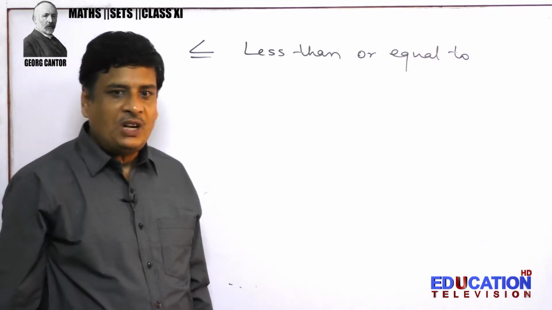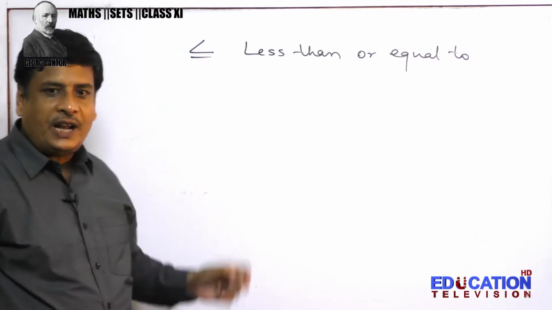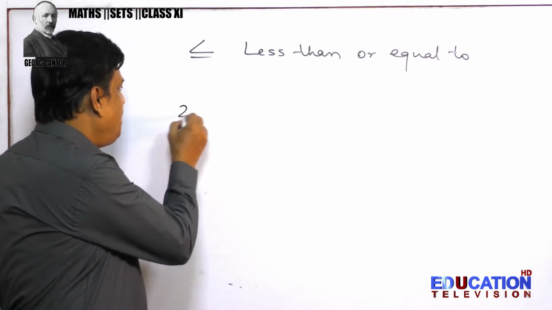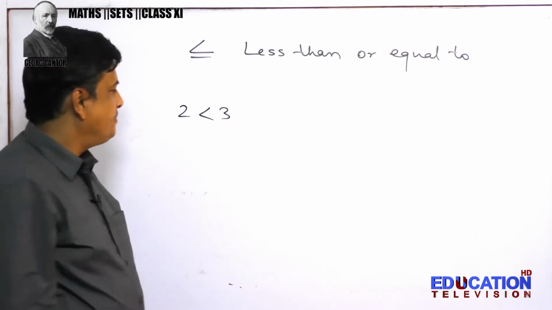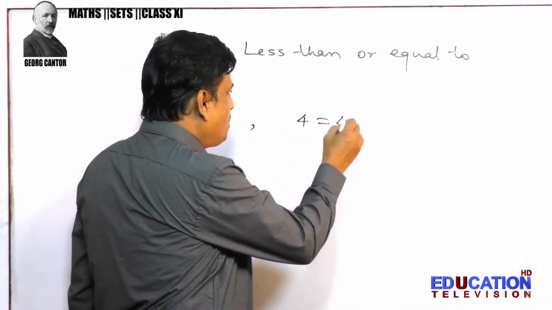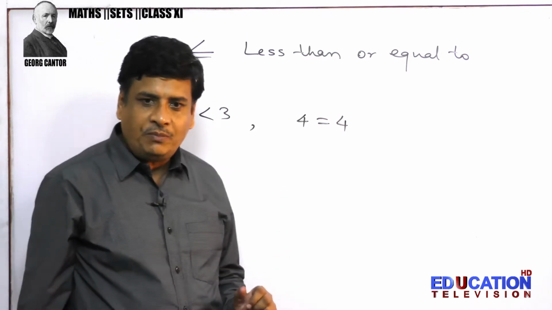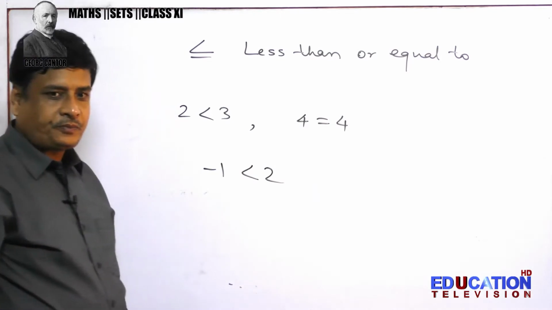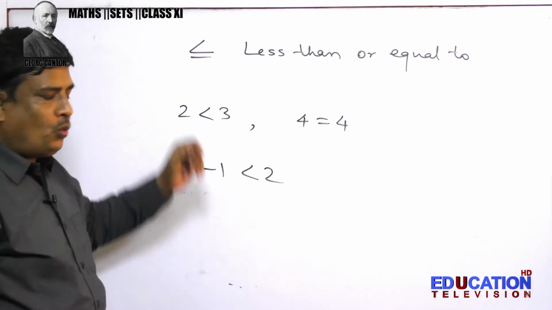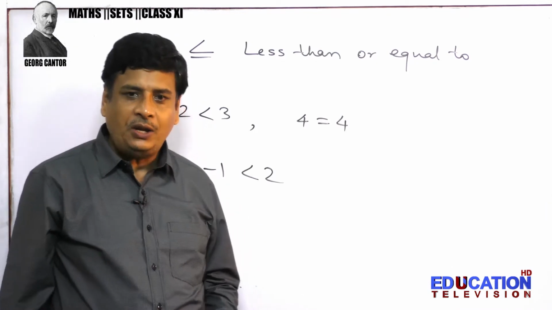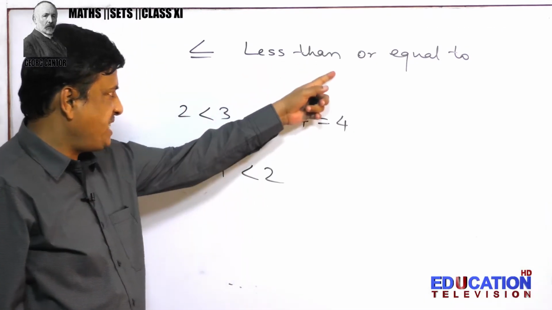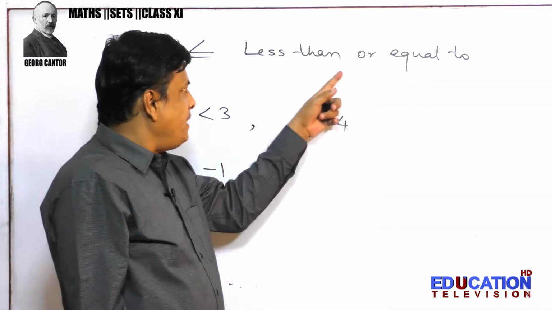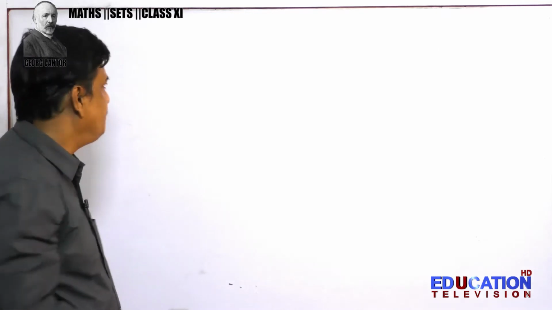If we are taking two numbers, both symbols cannot hold at a time. In case the numbers are real, 2 is less than 3, 4 is equal to 4, 5 is equal to 5, 0 equal to 0, minus 1 is less than 2. So out of these two, only one can hold at a time if you are taking two real numbers. That's why we should say like this, less than or equal to, not less than and equal to. Take an example.